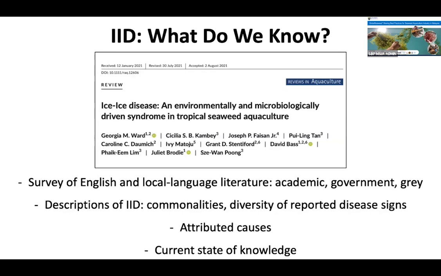In particular, we were looking at the terms used to describe IID signs, so what are the commonalities and differences between reports. We also looked at what the attributed causes were and the methodologies that were employed to determine this. So ultimately, we were able to look critically at the state of research into IID. We identified a number of shortcomings, and we also identified a number of areas where research effort could and should be applied to elucidate the causes and mechanisms of disease.